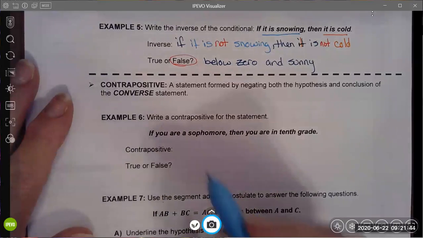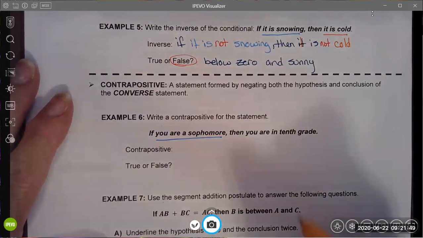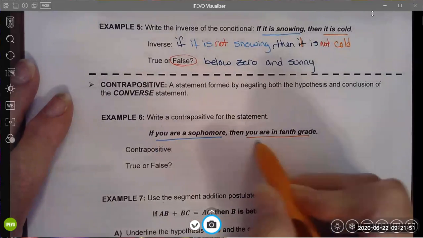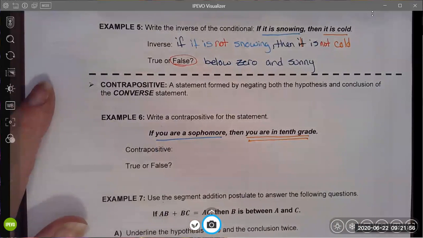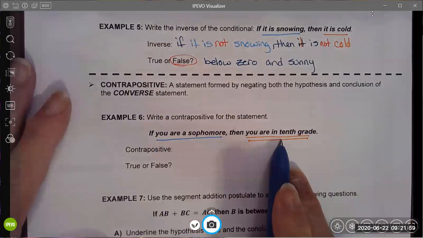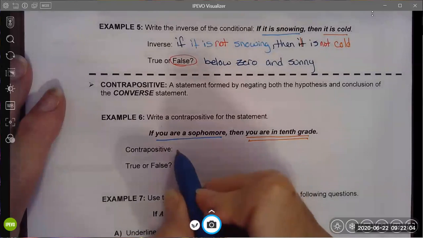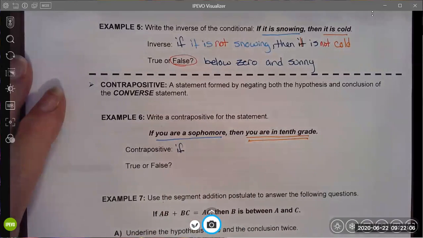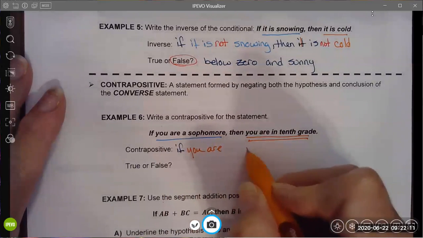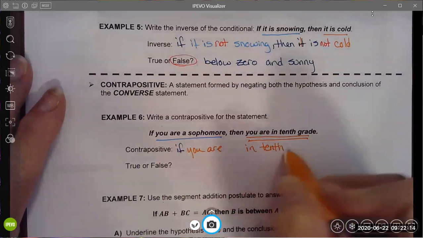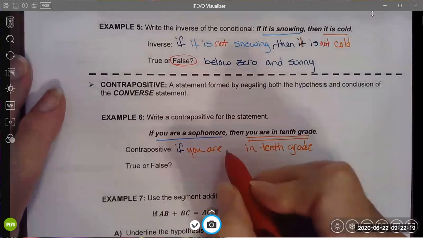We're going to do an example. If you are a sophomore, being the hypothesis, then you are in 10th grade. You are in 10th grade is my conclusion. When I write the contrapositive, I'm going to write the orange words and then the blue, but I'm going to put the word not into both statements. If, and now I'm going to go orange, you are, again, I left room for the red word not because that's what I need to do. I need to negate it.